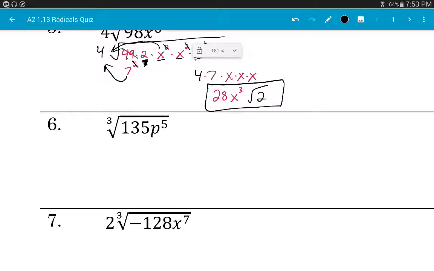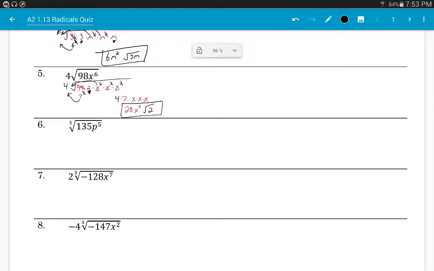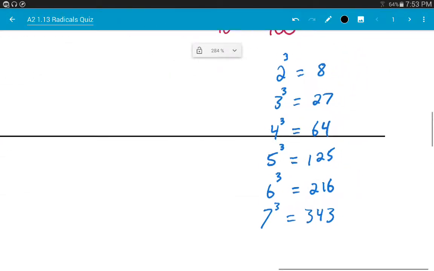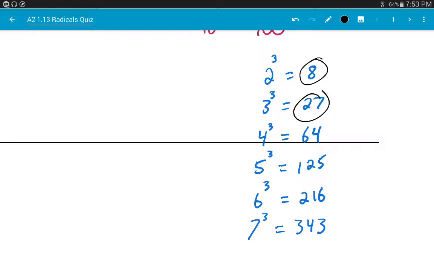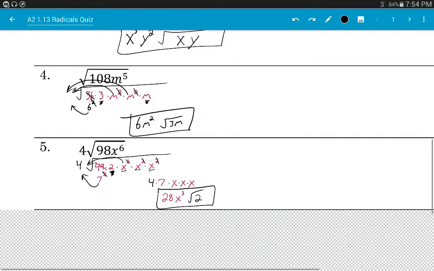Question 6. I have the cube root of 135p to the 5th. In this case, I'm looking for cubes, and that's from this list. So I'm looking to see which one of these numbers will divide in, and then I can always change them back into those perfect cubes in order to simplify and take the stuff out. Now I know which numbers it's going to be.